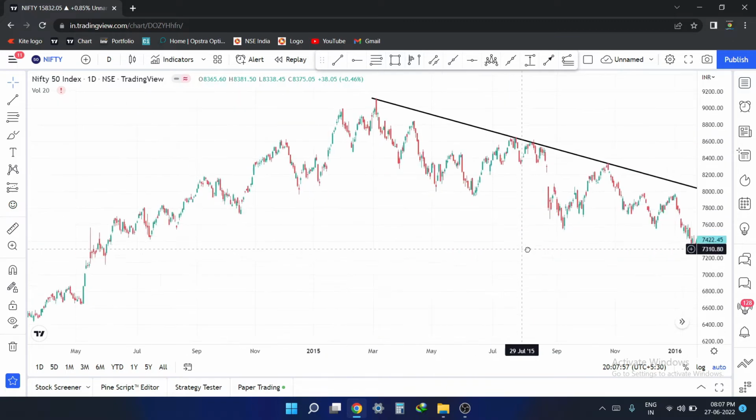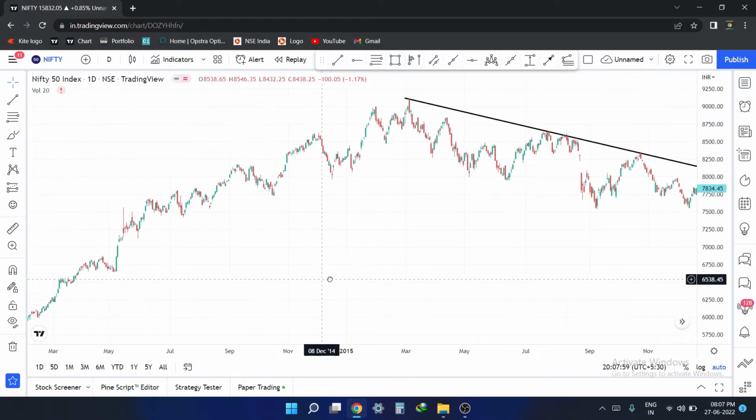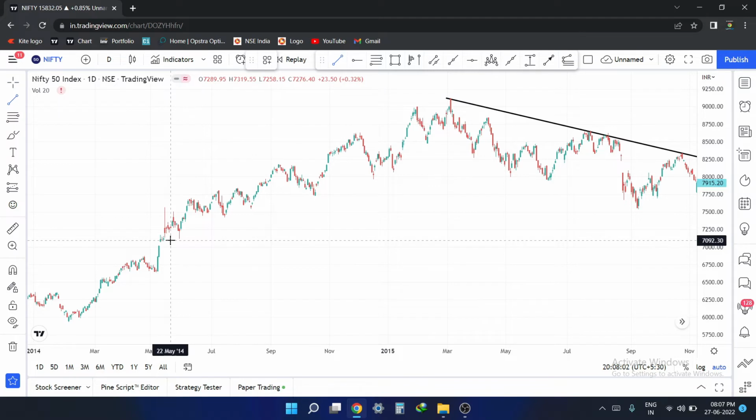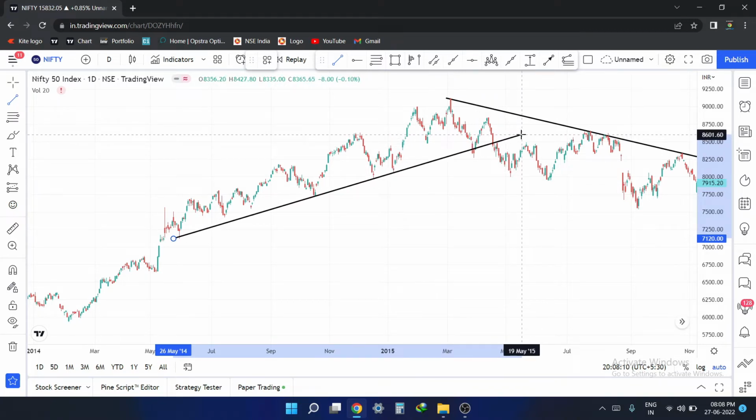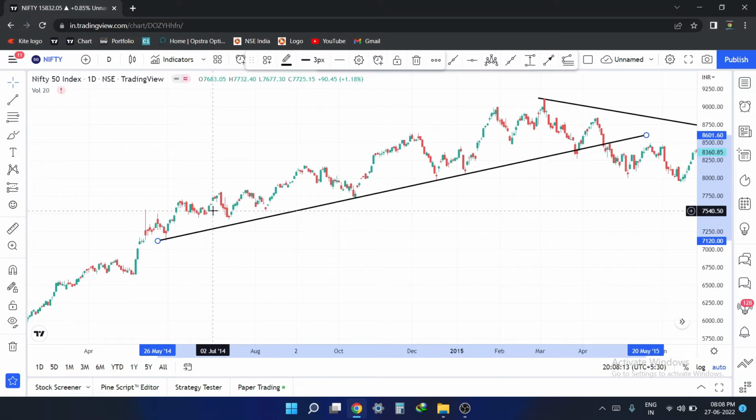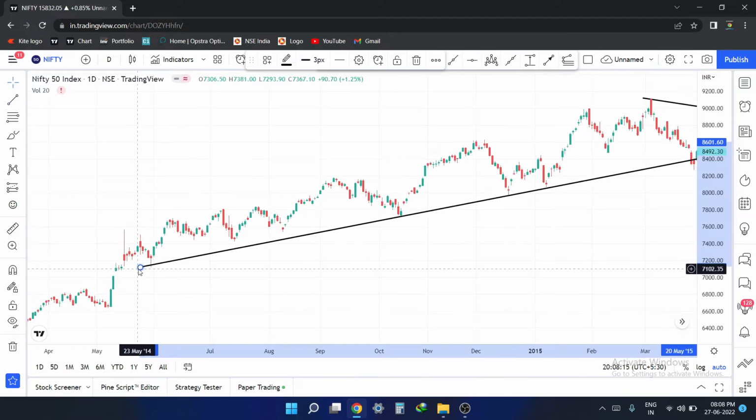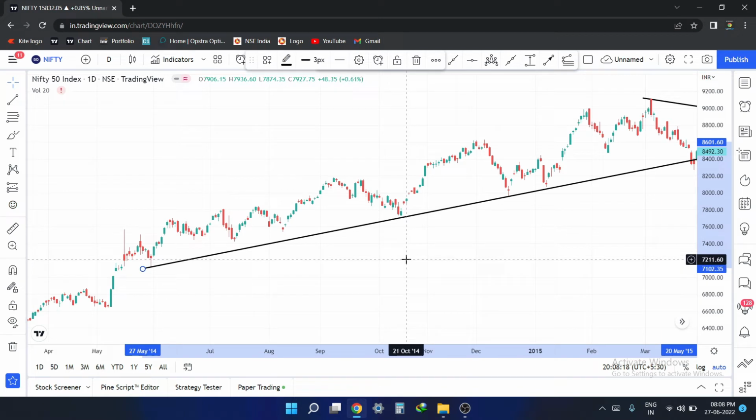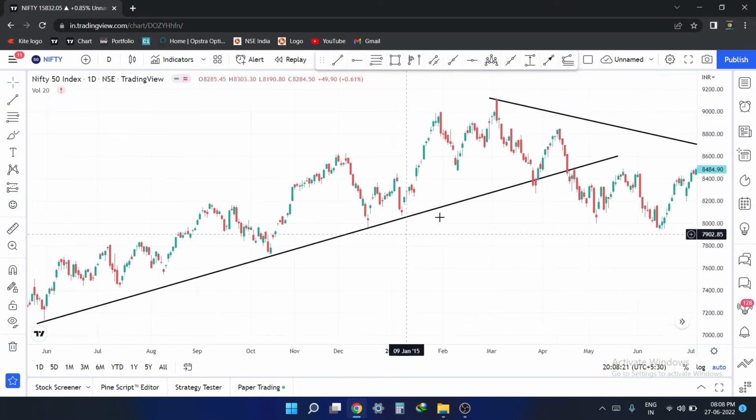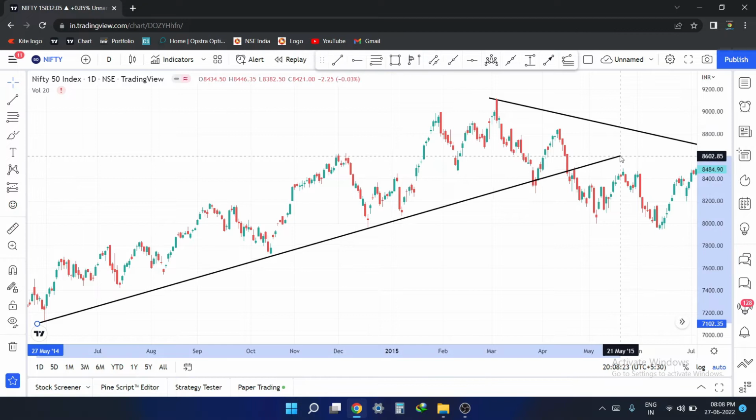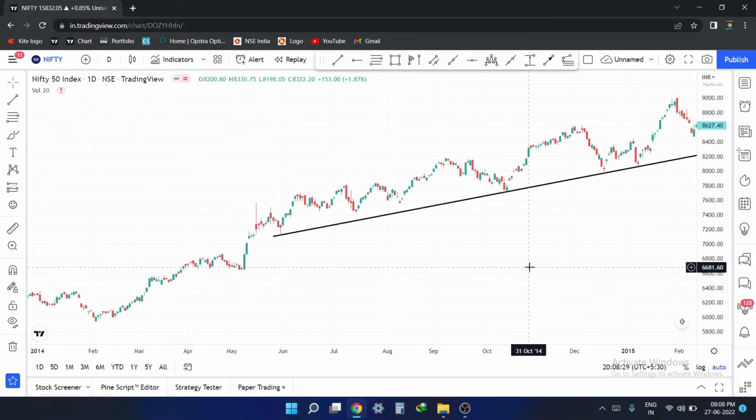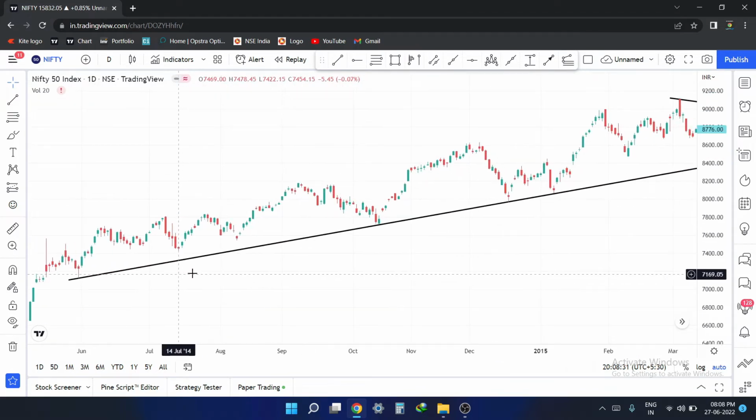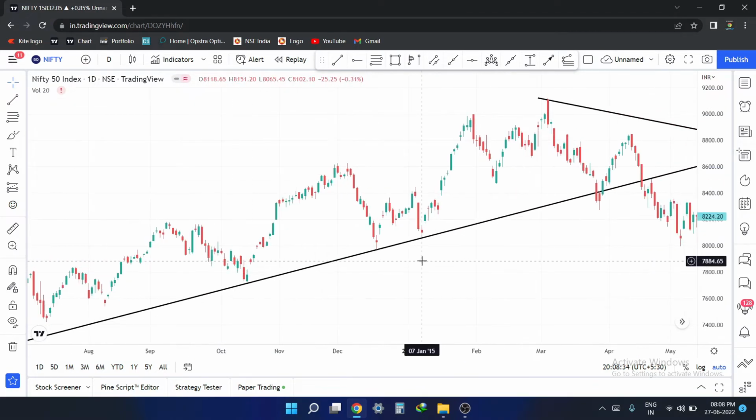Let me give you an example. Yeah, this can be a... Let me connect this point. You can see I am connecting the wick of the candles. Let me adjust it again. See, I am drawing the trend line by connecting wick of the candle, so it works best.